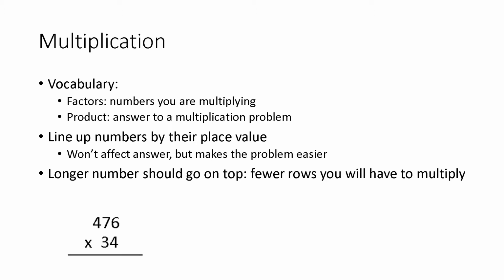So here's our problem right here. We've got 476 times 34, 476 and 34. These are our two factors. The answer to that will be our product. And you can see here I've got the longer number, 476, has got 3 digits, so he's on top, as opposed to this example over here where we have 34 on top and 476 on the bottom.